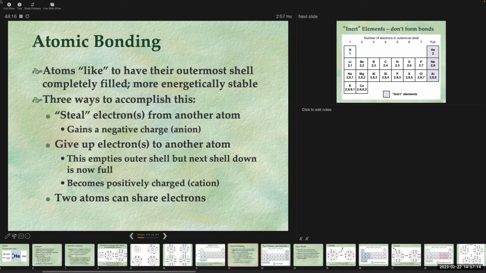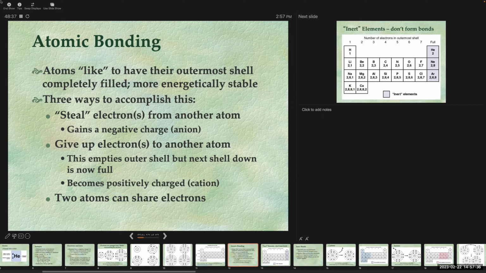But when you steal electrons, that means that you now have more negative charges orbiting the nucleus than you have positive charges in the nucleus. So you become electrically negative. You become an anion. You gain a net negative charge by gaining or stealing electrons.